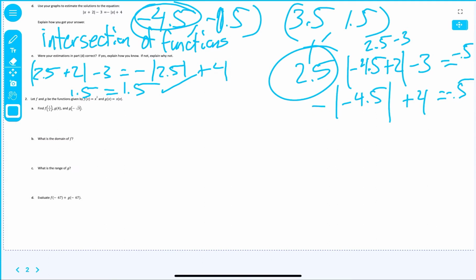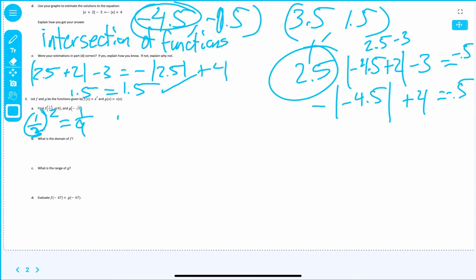So if we find f of 1/3, that's just 1/3 squared, right? What is that? You don't want to do that. You want to leave that as a fraction. So what's that going to equal? What's 1 squared? 1. What's 3 squared? 9. So 1/9. Okay.